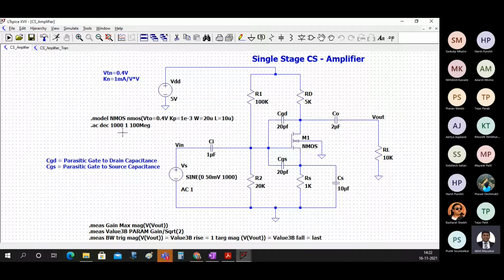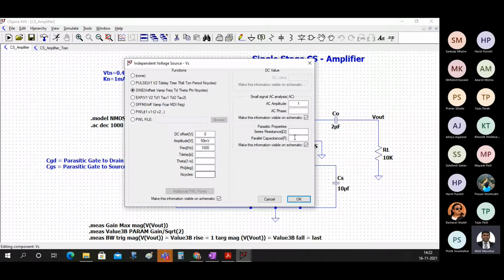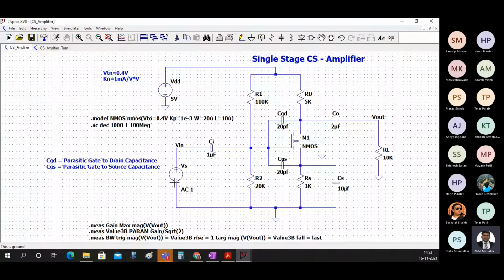Now here you are telling Spice to operate at multiple frequencies. So here instead of giving these values, you can just select none. You say here none and here do a small signal analysis with amplitude 1. So now you should be able to see this AC1.